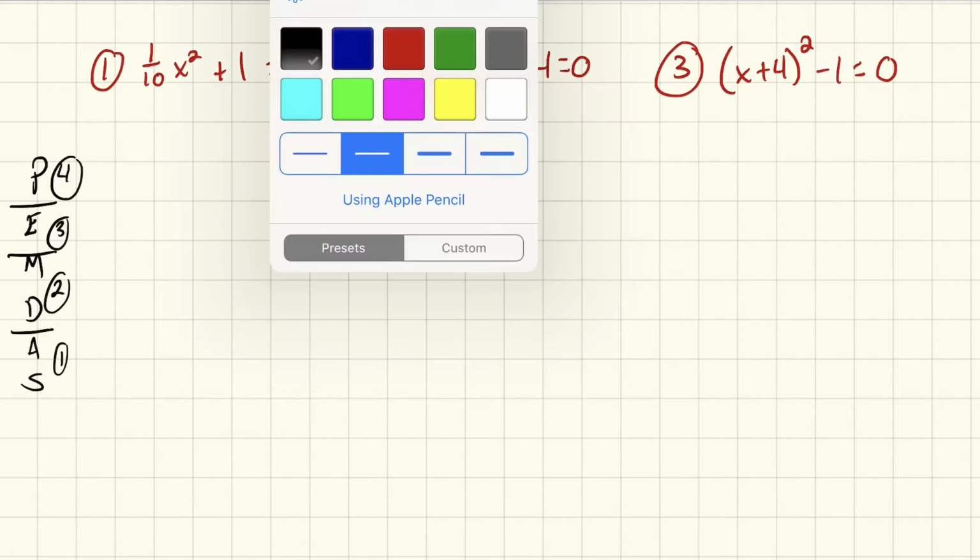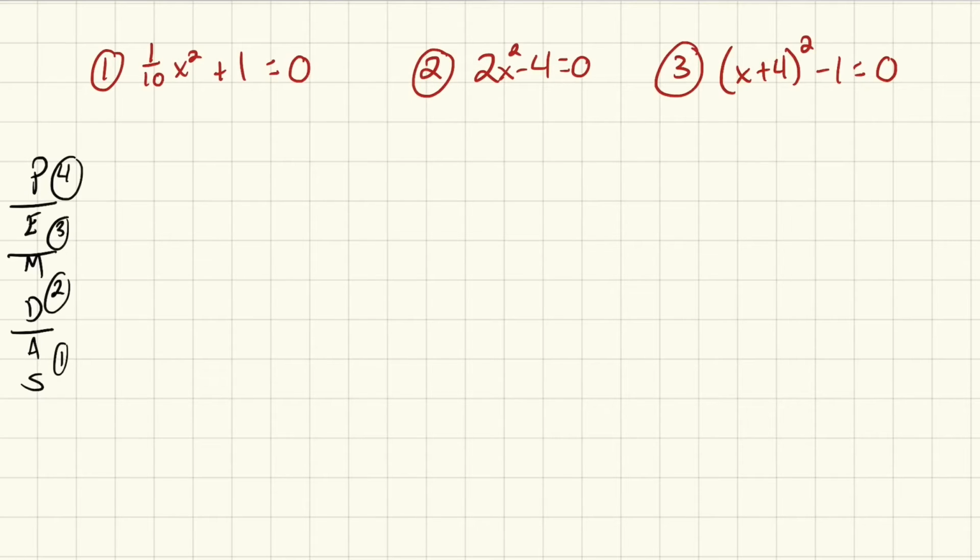So our first step in number 1 is to take care of addition and subtraction. So I use my opposite operations to do that. That gets me 1/10 x squared equals -1. All right, so now to get rid of 1/10, I could divide by 1/10, but that's kind of messy. The quicker way is just to multiply both sides by 10 over 1.